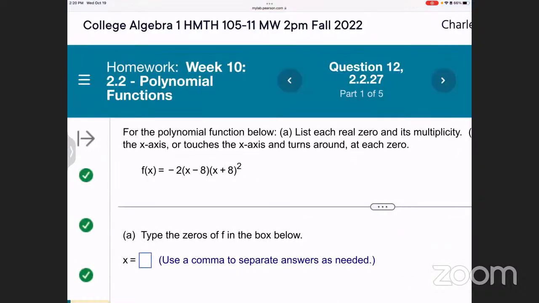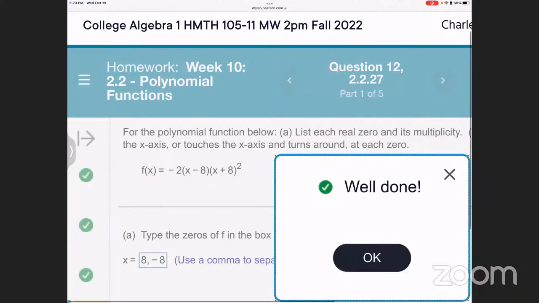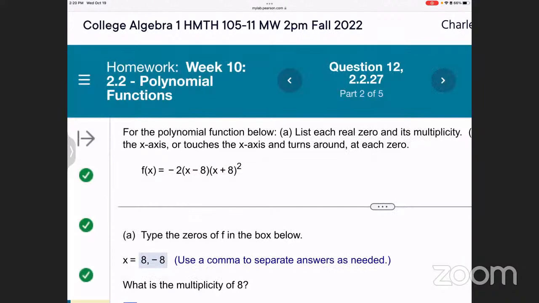Okay. So the first zero is x equals 8. And we also have negative 8. So let's do negative 8. Okay. So then the next part is the multiplicity.